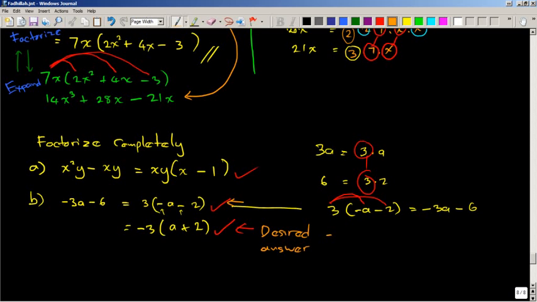Mari kita semak. Minus 3A times 2. Minus 3 times A becomes minus 3A kan? Minus 3 times 2 becomes minus 6. So is the answer the same as the original one? Yeah, same. Yes. So the answer is minus 3A plus 2.